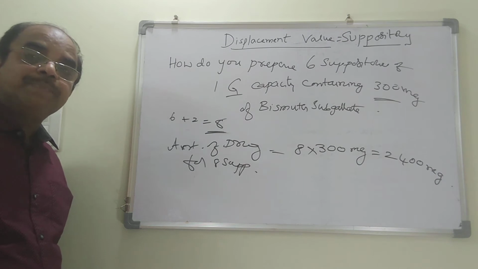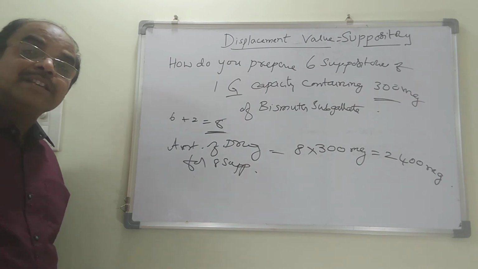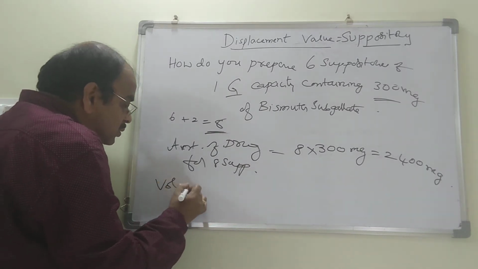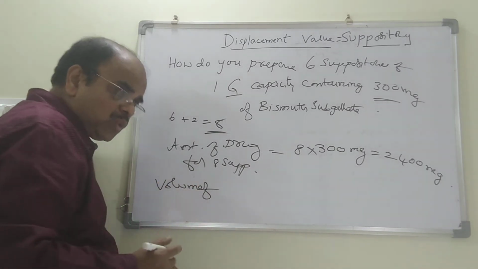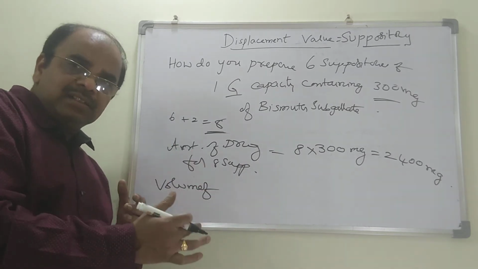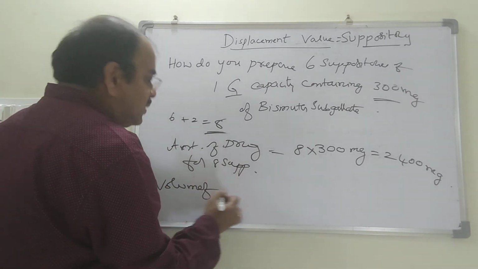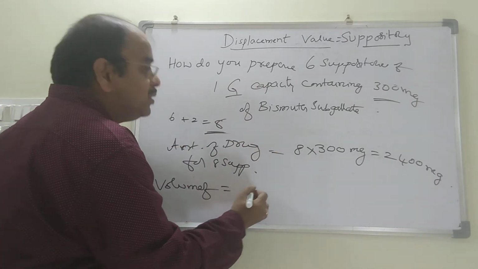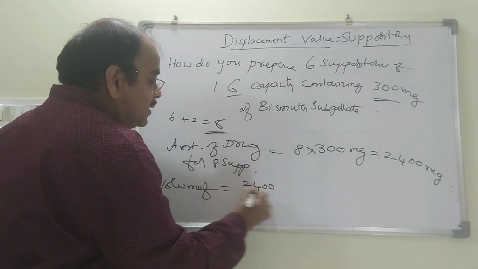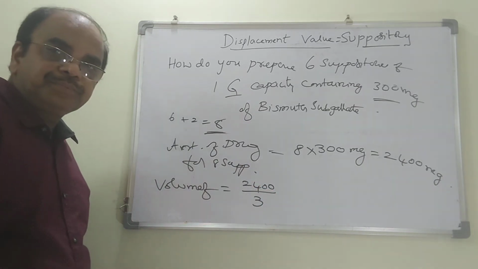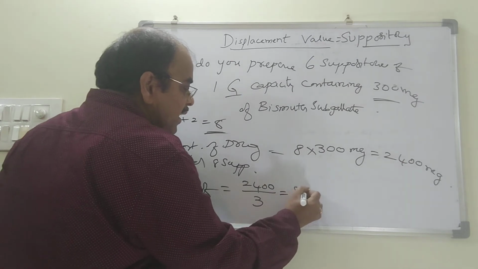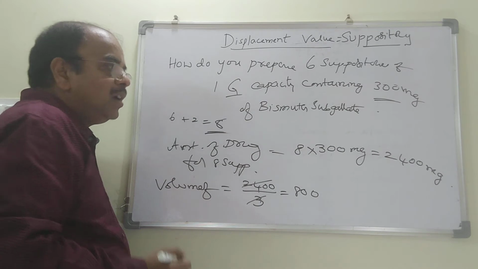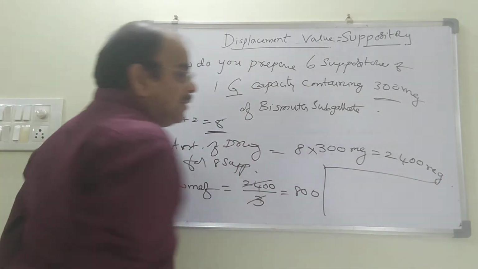What is the displacement value of bismuth subgallate? 3. So, what is the volume? Volume of the drug displaces cocoa butter. It is equal to 2400 by the displacement value. It is equal to 800. Okay? 800. Now, final formula.